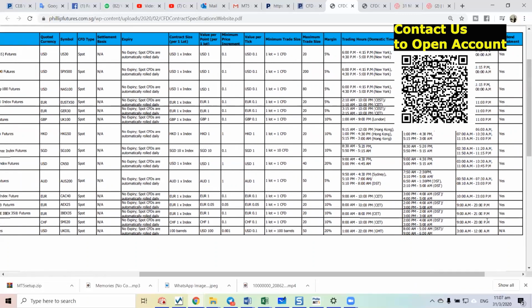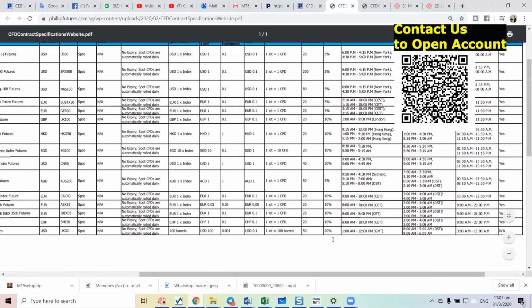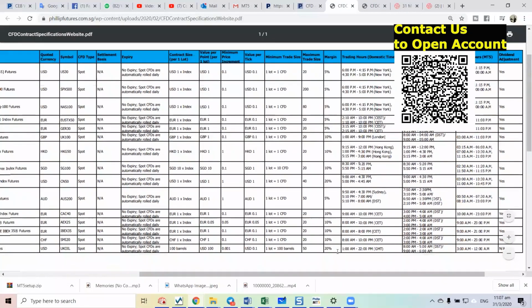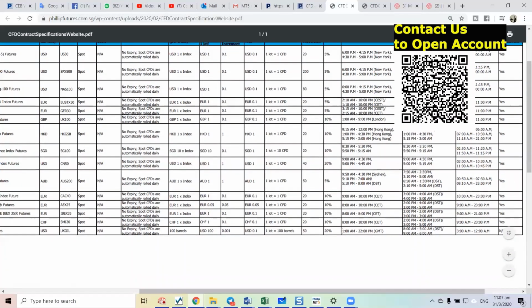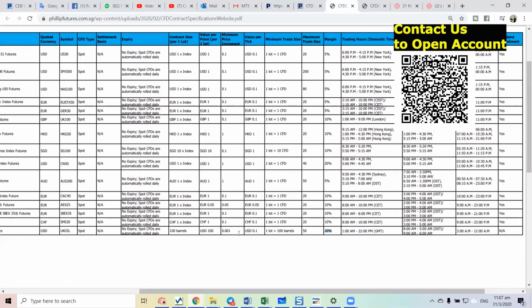Margin requirement. For crude oil, the margin required is 20%. Let's say the price per barrel right now is 25, and your contract is one lot, which is 100 barrels. So the notional contract value you're holding, if you buy one lot, is $2,500. Of course, you don't have to come up with the full amount. You just need to come up with 20% of 2,500, which is about $500 US dollars as a margin.